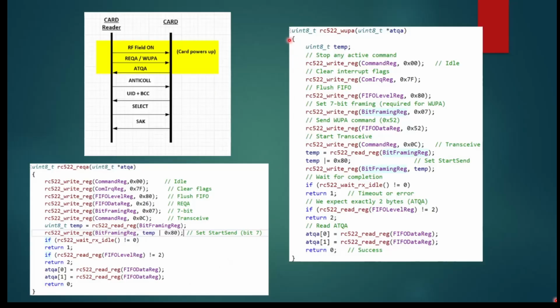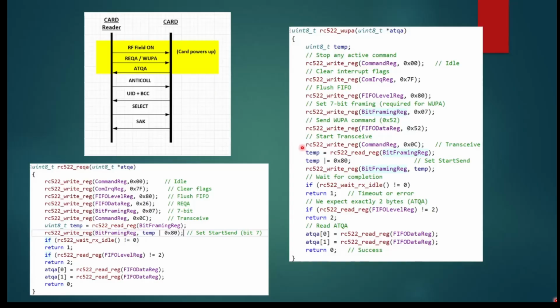Now let's look at the WUPA, which is going to be fairly similar. So let's do our housekeeping. System in idle, clear the interrupt flags, flush the FIFO. Next, this is a 7-bit message. We do that. Then at this point, we can send our WUPA message, which is hex 52.